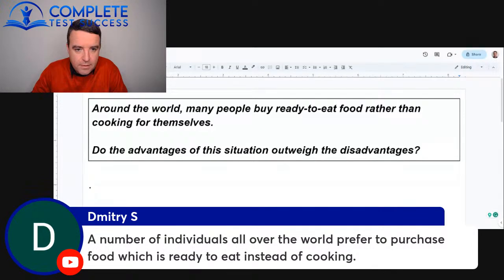Okay, Dimitri, "a number of individuals." No, a number makes it sound like there are some individuals or something like that. So no, it doesn't have the same feel. "A number of individuals all over the world prefer to purchase food which is ready to eat instead of cooking." So let's just say many or some. And then to say the individuals are all over the world, but it's not that each individual is all over the world. So we'd have to say from.